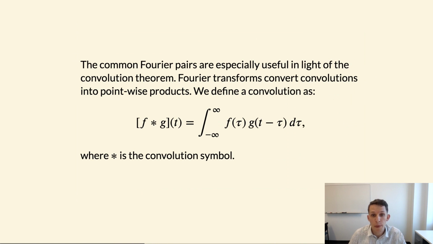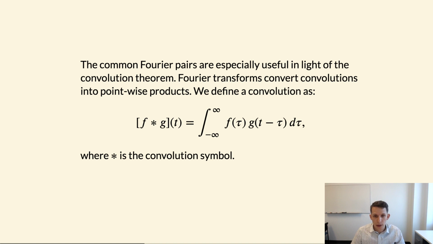Now, these common Fourier pairs are especially useful in light of the convolution theorem. Fourier transforms convert convolutions into pointwise products. We can define the convolution in the following way. f convolved with g is equal to the integral from -infinity to infinity of f(τ) multiplied by g(t − τ) dτ. And in this case, this little star is the convolution symbol.